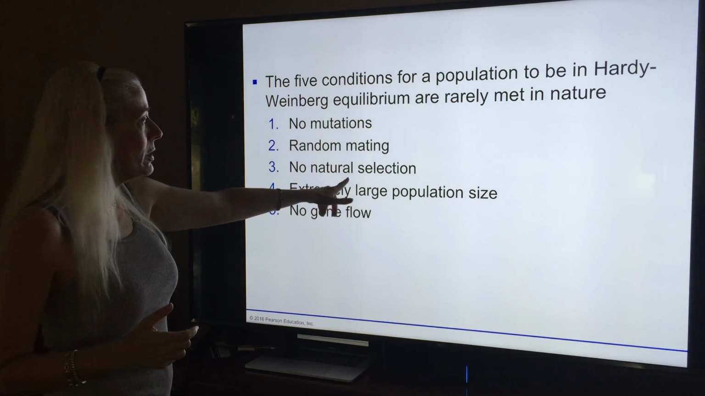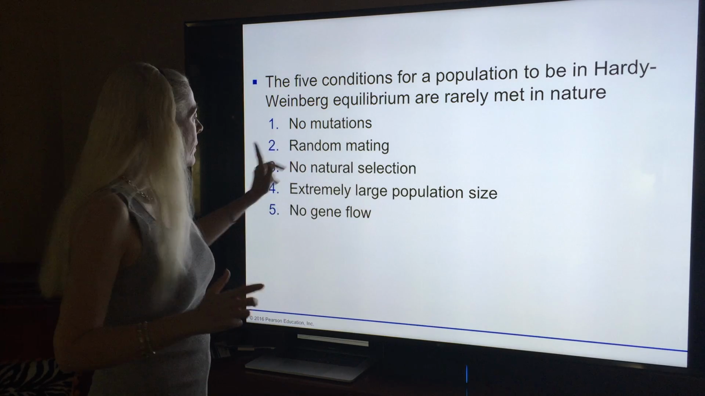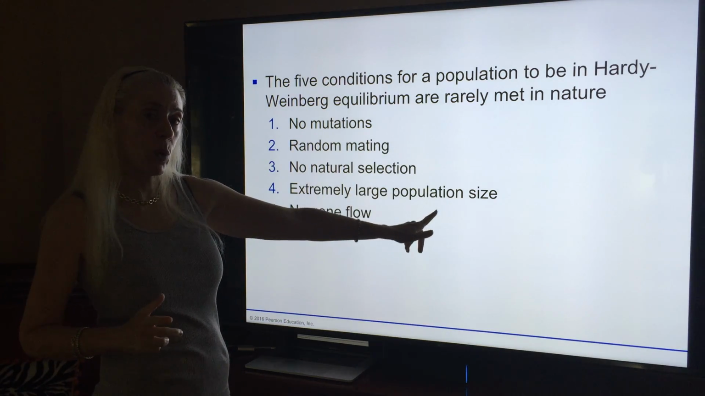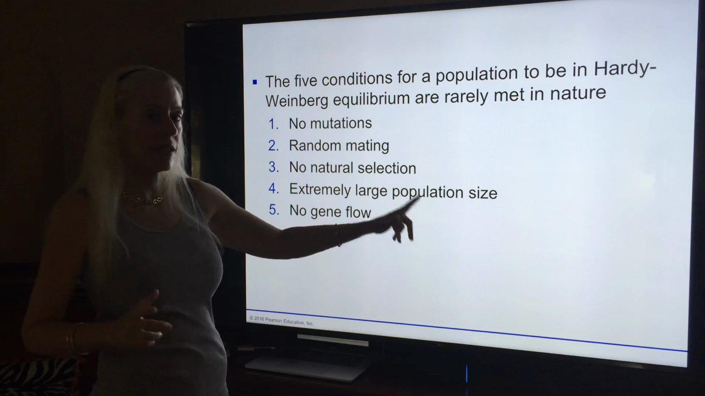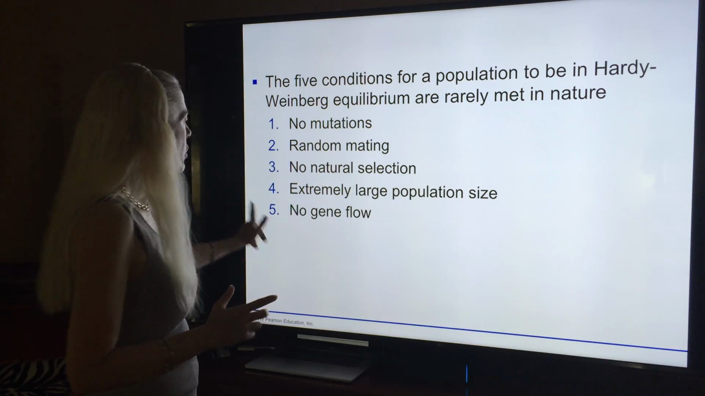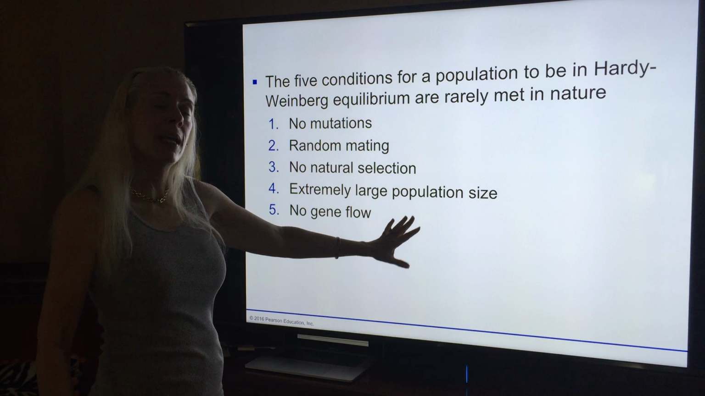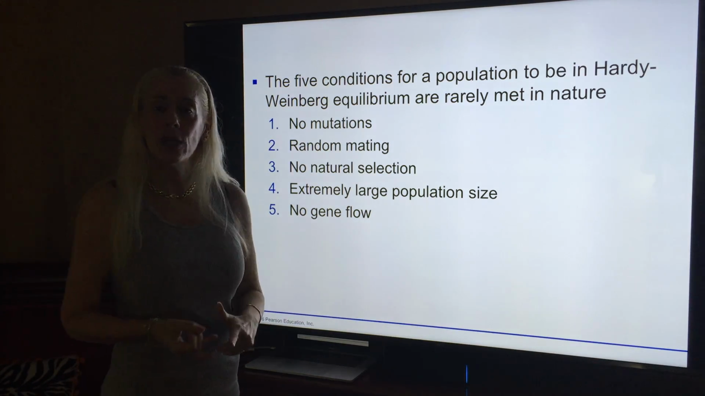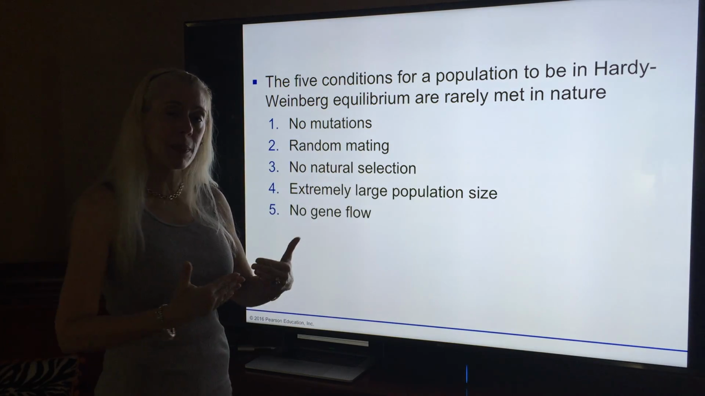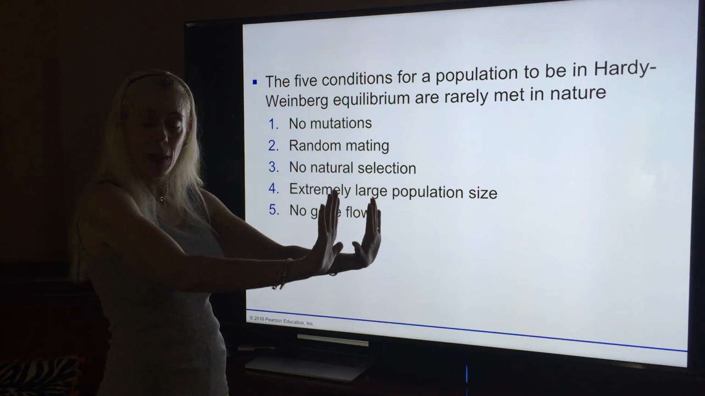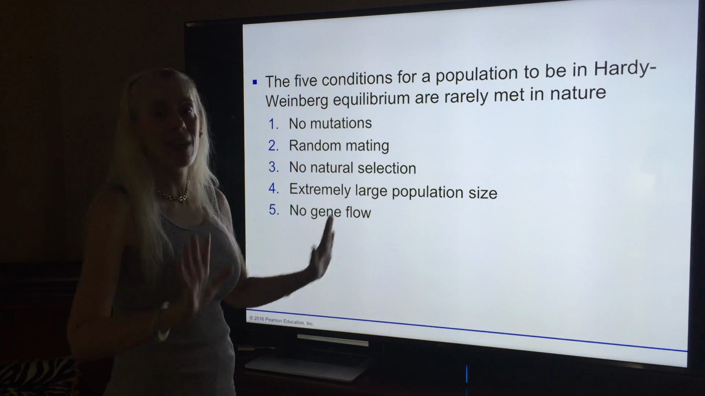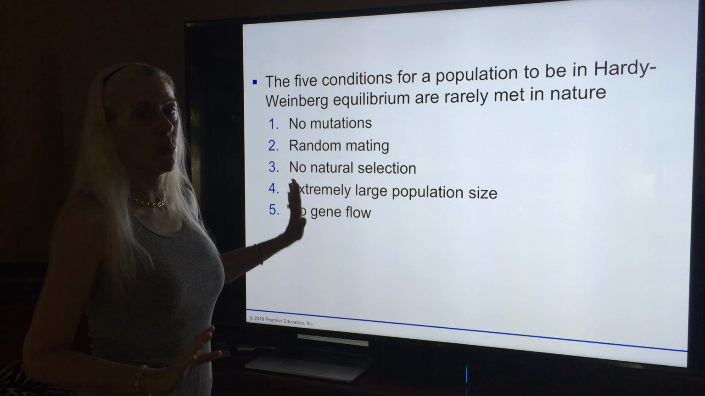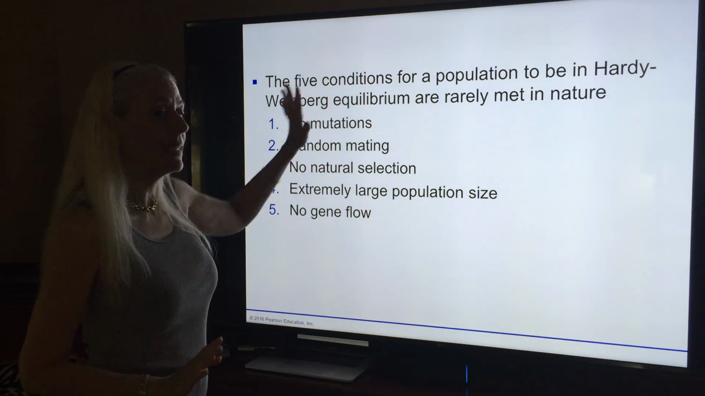Okay, no natural selection, extremely large population size. That's very important. You must have a large population size, otherwise you get skewed results. No gene flow. What does gene flow mean? That means no migration, no emigration or no immigration. Immigration is movement into a population, emigration is moving out of a population. Okay, we don't have any of that. So all of those conditions must be met in order for a population to be in Hardy-Weinberg equilibrium.